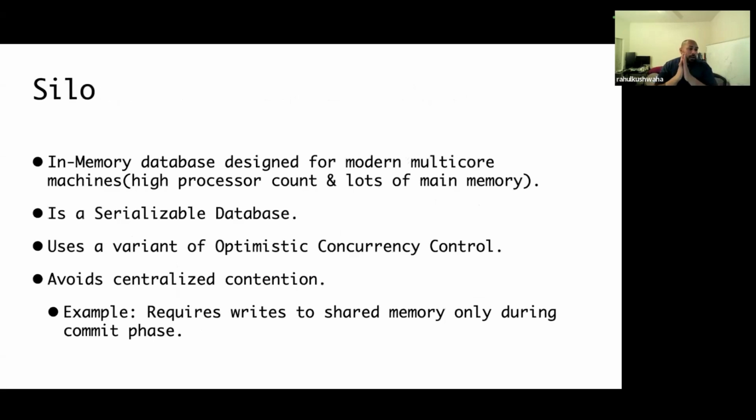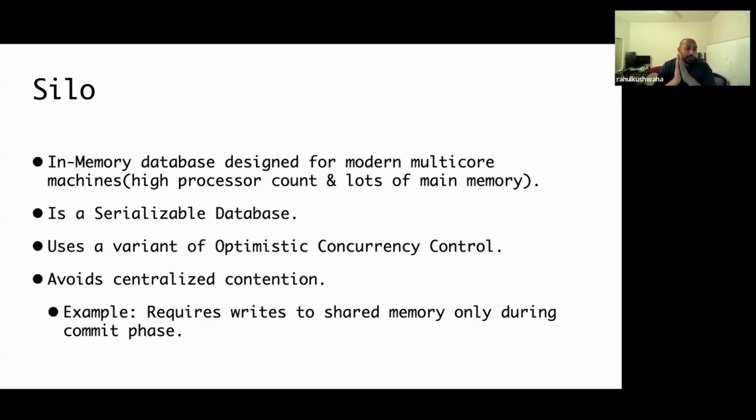The second building block that we need for understanding Polaris is Silo. Silo is an in-memory database designed for modern multi-core machines, which have a higher number of processors and a lot of main memory. It's a serializable database. It uses a version of optimistic concurrency control. Why do they say a version? Because in the original paper that was published by Kung in 19 whatnot, they have a global mutual exclusion region.